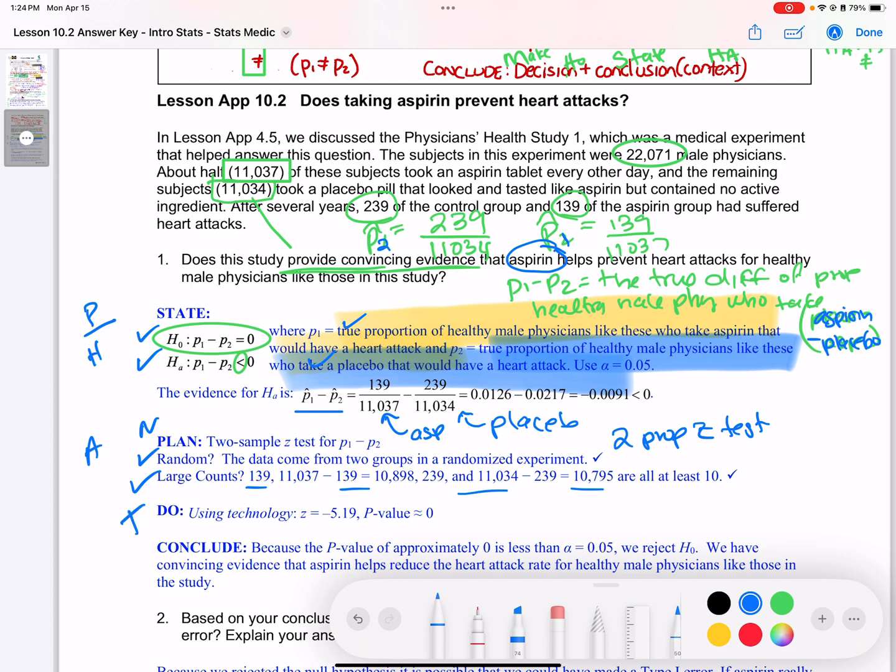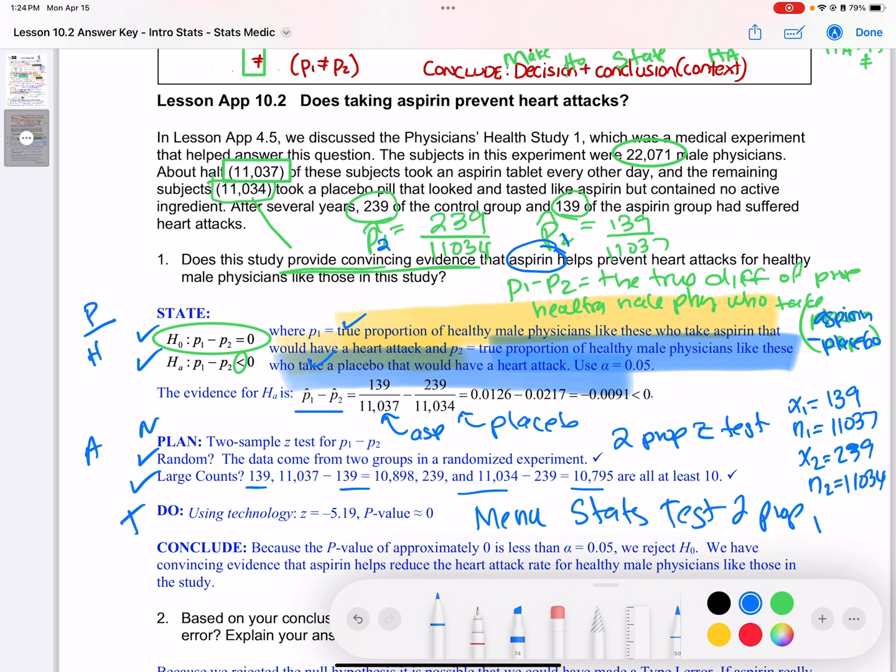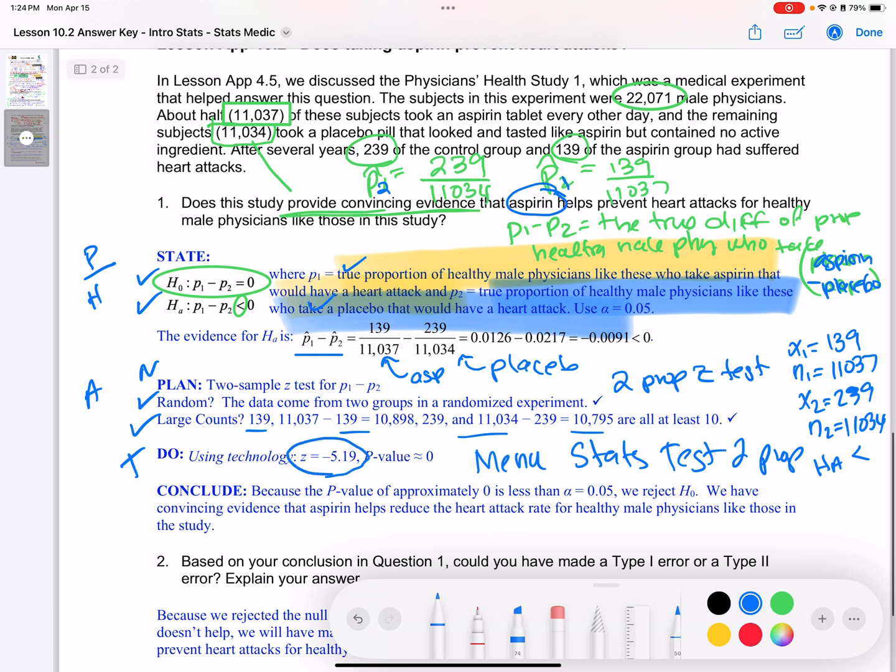To do the test statistic, you'll go to your calculator, menu, stats, test, 2-prop z-test. And on it, you're going to put X1 equal to 139, N1 equal to 11,037, X2 equal to 239, and N2 equal to 11,034. You're going to notice the HA, and we have a less than for HA. And out pops the Z. You'll see your Z at negative 5.19, and your p-value is really, really close to 0.